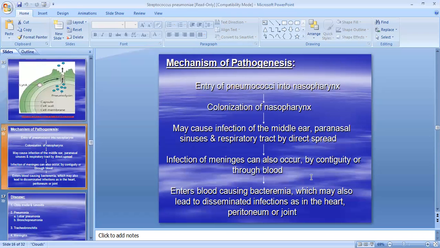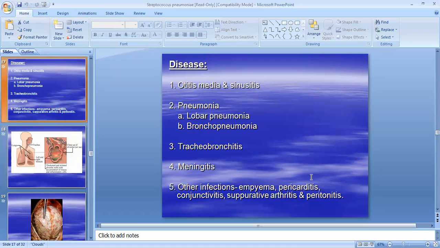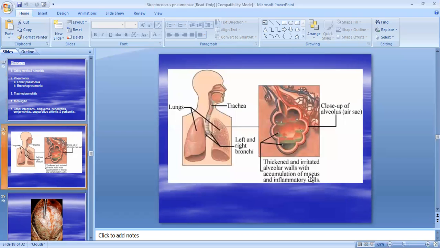The mechanism of pathogenesis is entry of pneumococci into the nasopharynx. Colonization of the nasopharynx may cause infection of the middle ear, paranasal sinuses, and respiratory tract by direct spread. Infection of meninges can also occur by contiguity or through blood. It enters the blood causing bacteremia, which may also lead to disseminated infection as in the heart, peritoneum, or joints. Diseases include otitis media and sinusitis, pneumonia, lobar pneumonia and bronchopneumonia, tracheobronchitis, meningitis, and other infections include empyema, pericarditis, conjunctivitis, suppurative arthritis, and peritonitis.